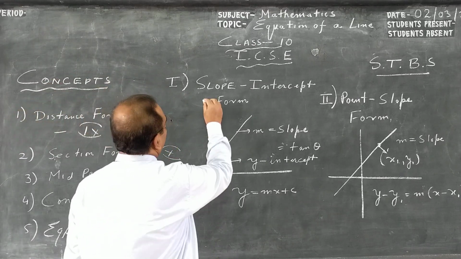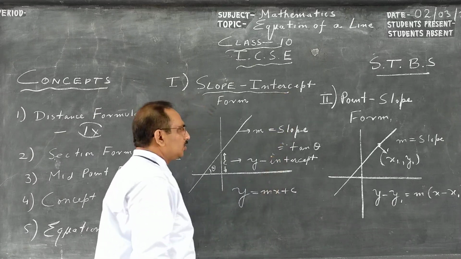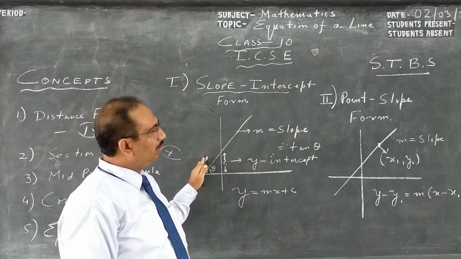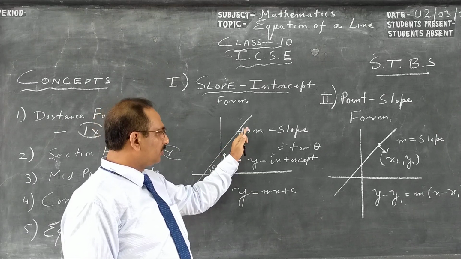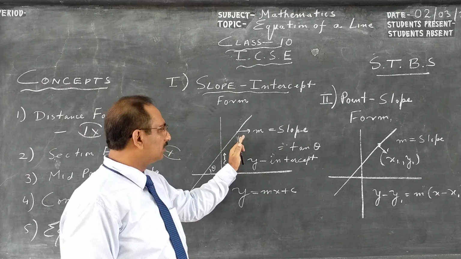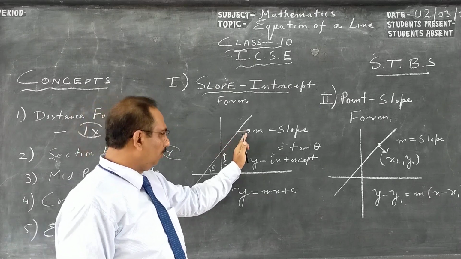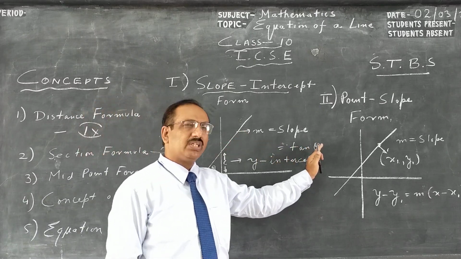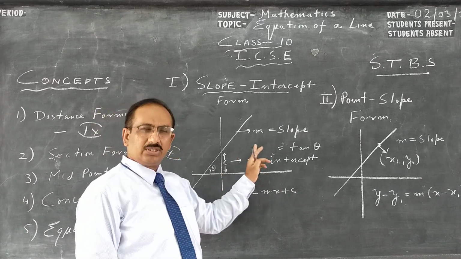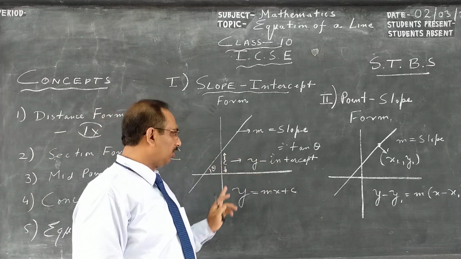The first one is called slope intercept form. M is the slope of the line which will be given. Slope is perpendicular by horizontal. I'll be making a separate video about slope, and it's also tan theta. If you have done trigonometry, the tan of the angle also is the slope, or it is vertical by horizontal.